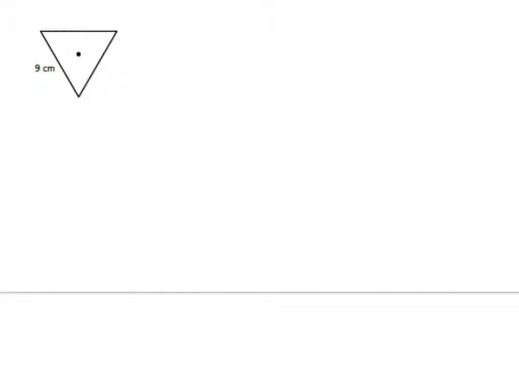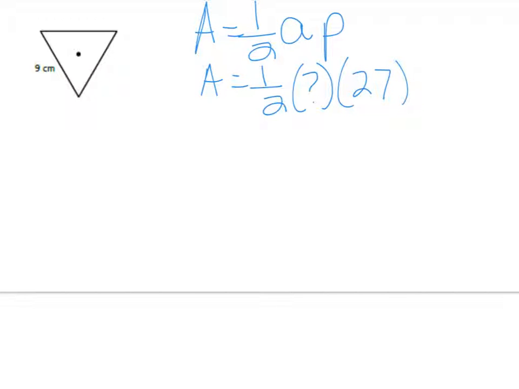All right, you try this one and set it up and try to find out what the apothem is. We have a side, so we know we can find the perimeter. But we're going to have to bring a triangle out of a triangle to find the apothem. Try it. All right, what we know is that we have the formula. Area is equal to 1/2 the apothem, which we don't know, times the perimeter, which we do know. So each side is 9, and 9 times 3 is 27. All right, let's pull out the triangle.